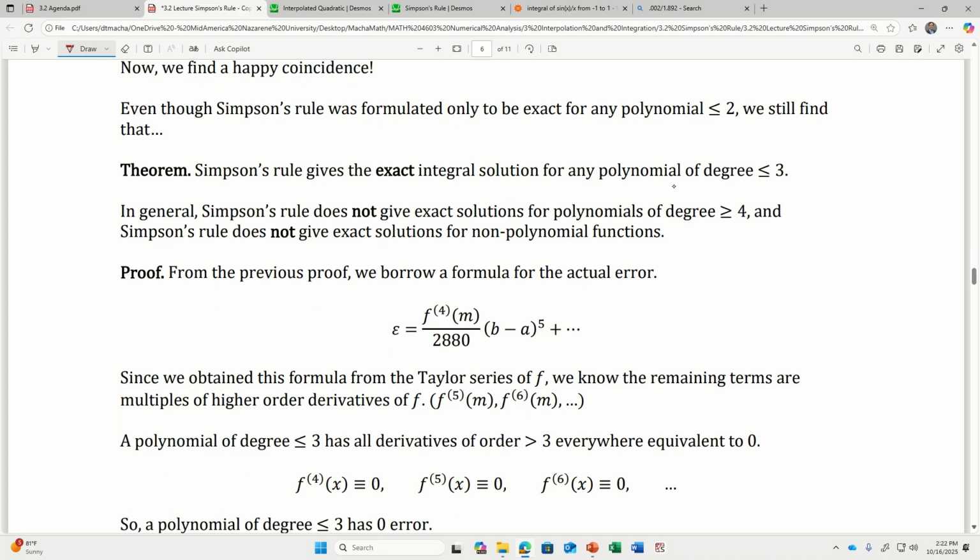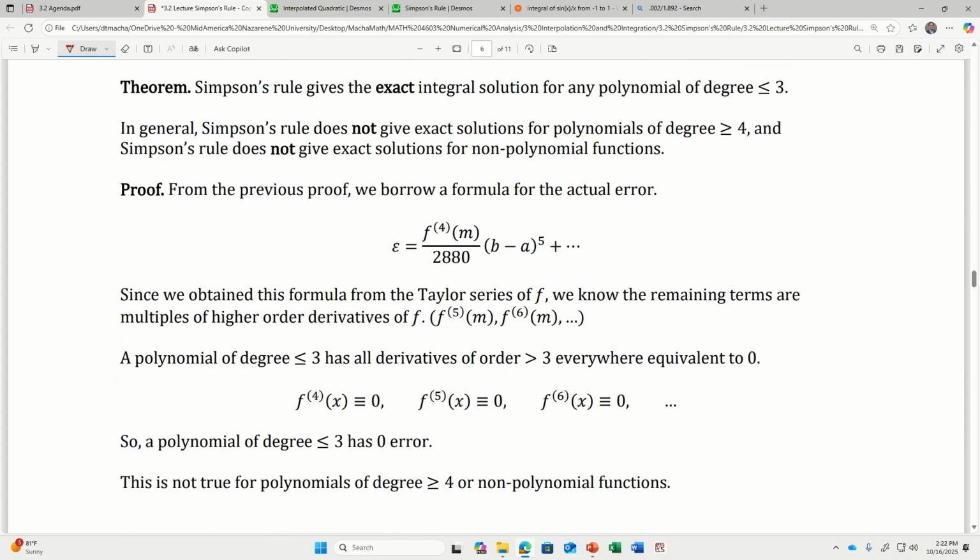The proof is pretty straightforward. The proof is more of just an exercise in vocabulary. Like in the last proof, we ended up with this as being our first non-zero error term. And notice that if I have a degree 3 polynomial, the fourth derivative of a degree 3 polynomial is 0. And the 5th derivative, and the 6th derivative, and the 7th derivative, they're all just equivalent to 0.